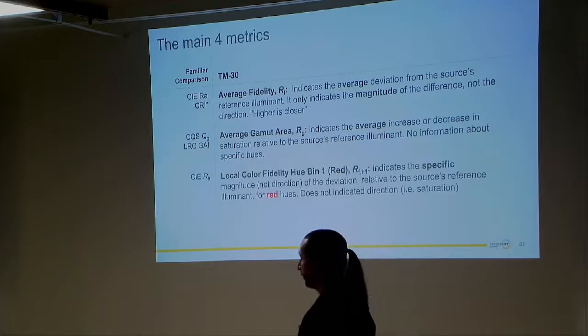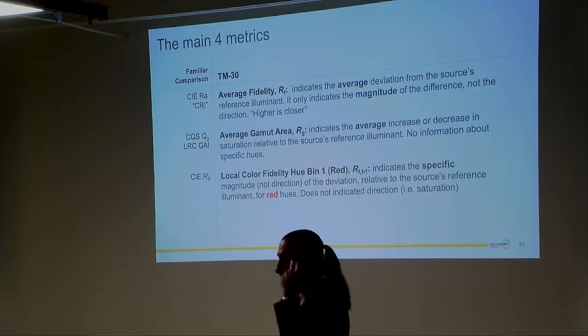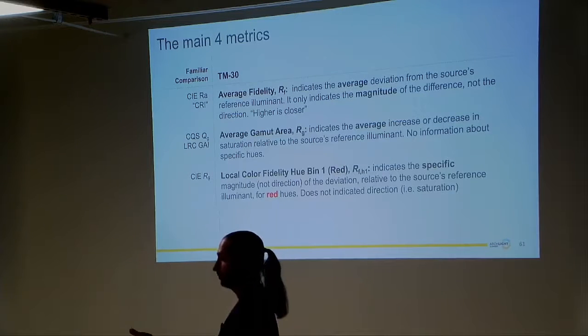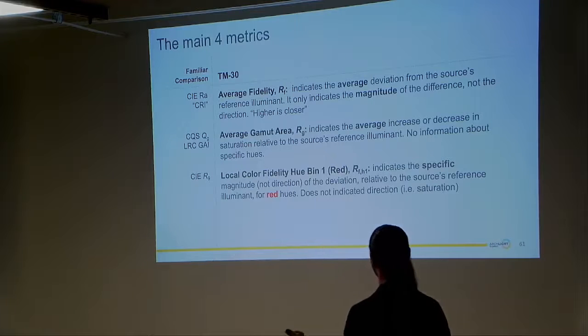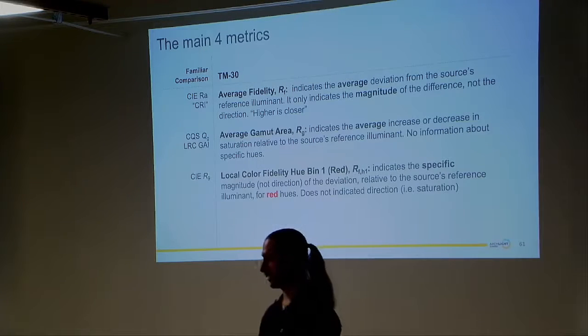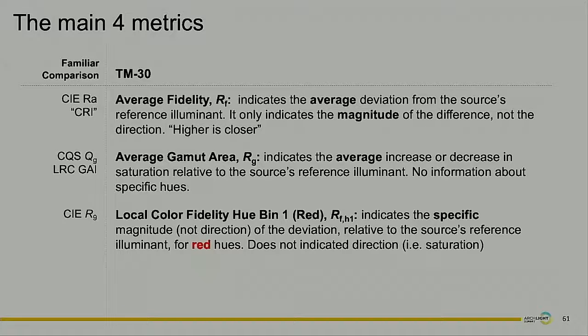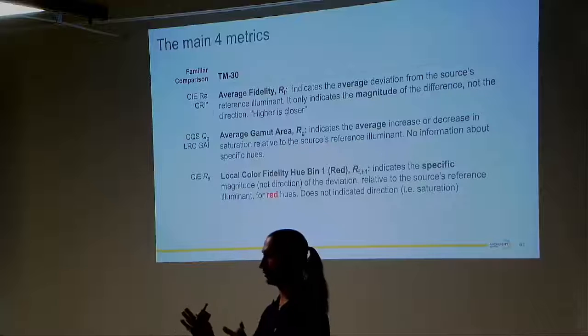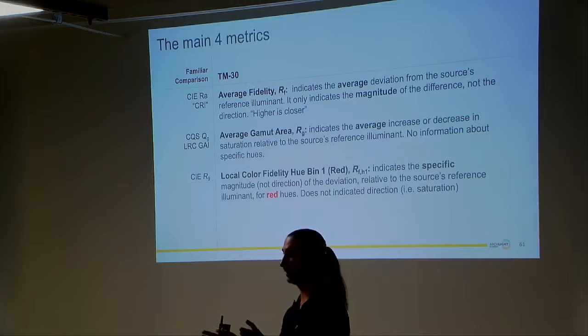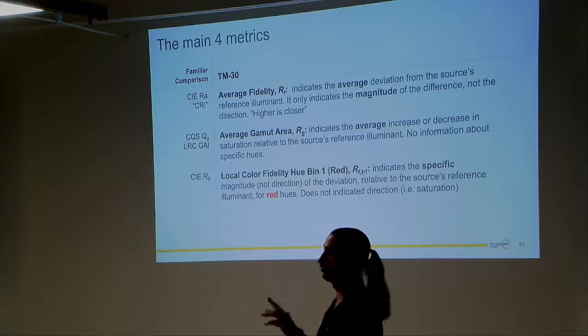Our third metric is Rf,h1, so f being fidelity, and as I mentioned, anytime you hear h1 with TM-30, think red, right? Red is in the hue bin one. This tells us magnitude information again, but just for red. So we can tell if we're closer or further from our reference illuminant, but it's not telling us saturation information. This is conceptually similar to R9. Similar to CRI, R9 is just telling you magnitude information. How close are you to your reference? It's not telling you if it's going to look good or bad, because you could have the same R9 and one look good and one look bad.